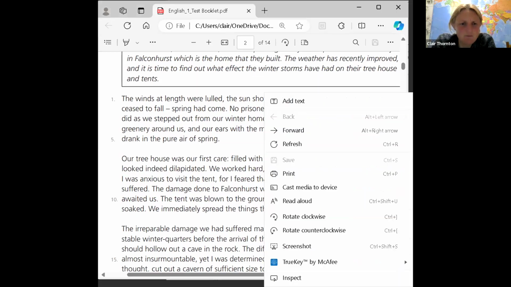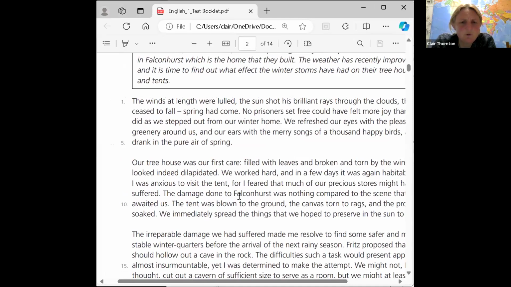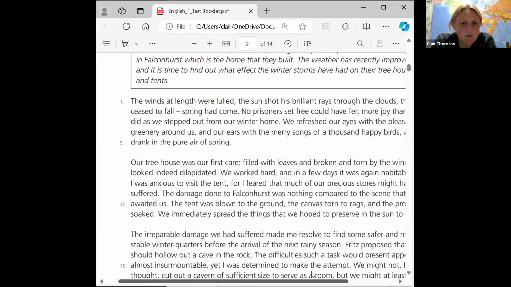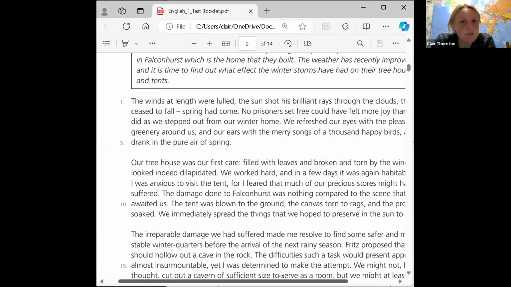So let's have a look at that first paragraph. Let's find which water references we've got. We've got "the winds at length were lulled," that's not water. "Sun shot, the rain ceased to fall. Spring had come." Okay, so that's our first water reference. I'd be underlining these as we were going through. Remember, it's your paper, so you can decide how you do it. So you've got your water there.